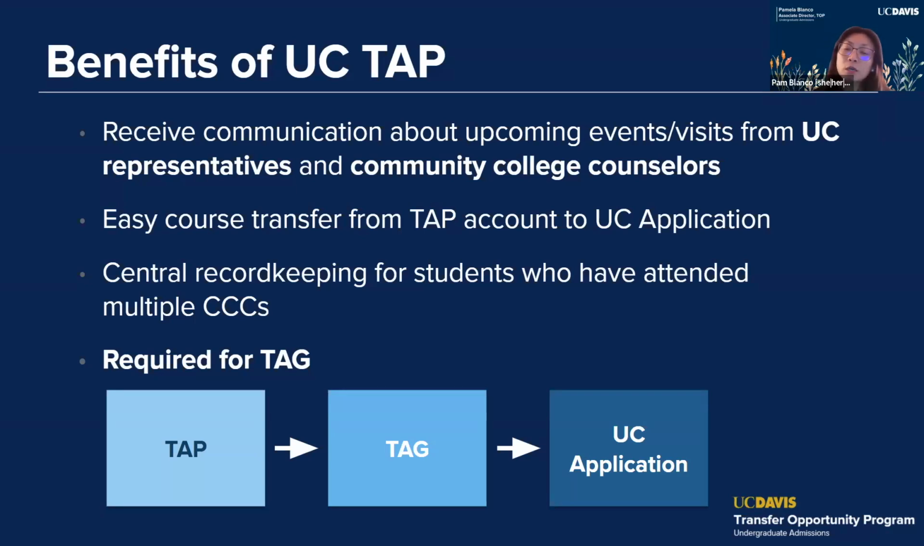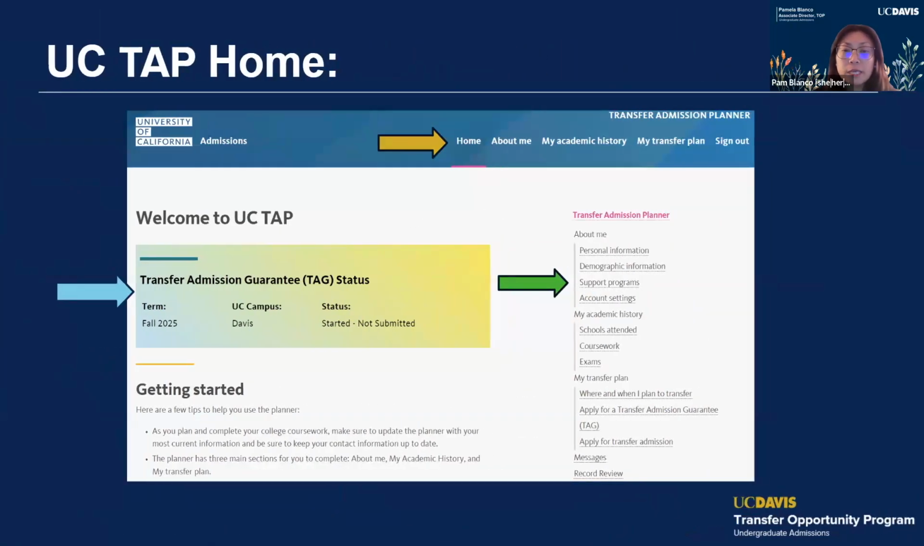If a student might be interested in transferring mid-year, then we can advise that student properly, based on what they have completed so far and what they have planned up until their last semester before they transfer. And it's also recommended that you update your TAP after every semester to maintain accurate information. And then, like I said earlier, the TAP is required for the TAG, the Transfer Admission Guarantee. All right, so next slide.